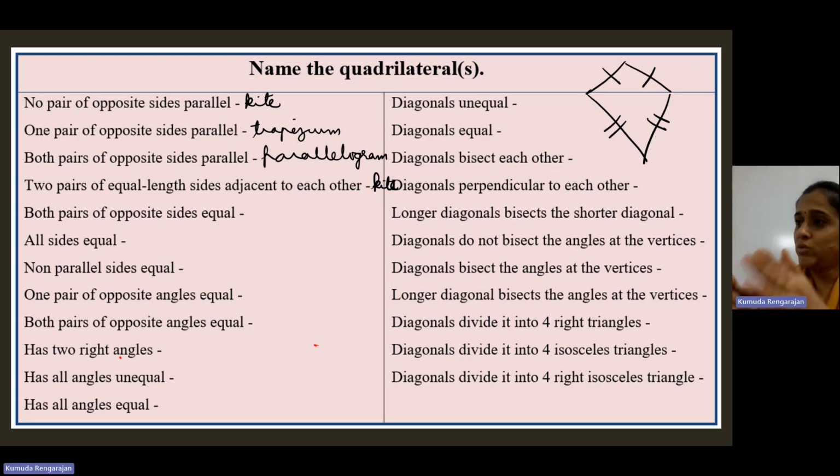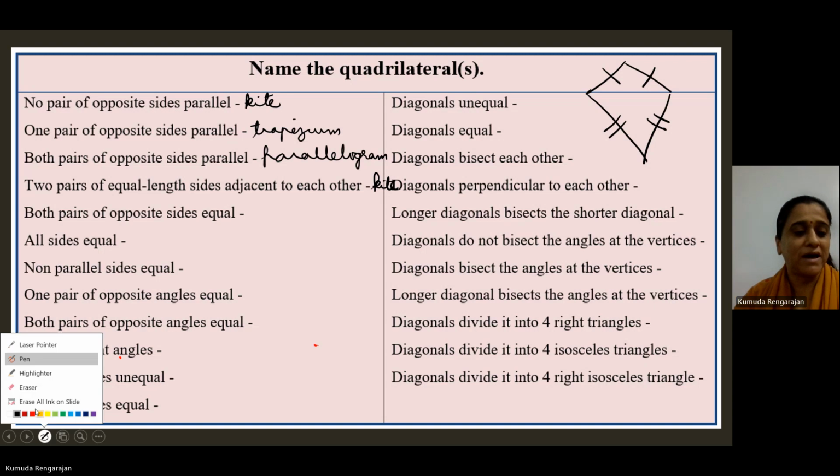When you were till grade 6, you only knew rectangle and square. Imagine you're in grade 6, and the teacher asks: both pairs of opposite sides are equal. Then you will say rectangle. For that standard, that answer is correct, because you only know rectangle and square. Now you know more quadrilaterals and their special features. Both pairs of opposite sides equal, you must write parallelogram.